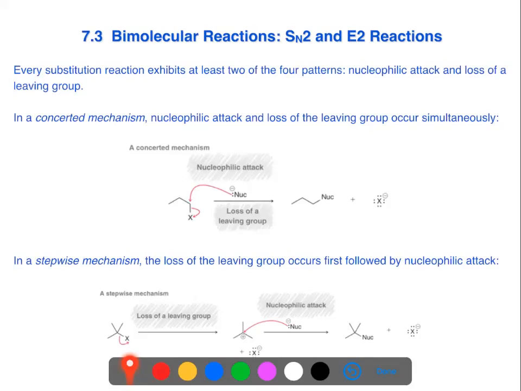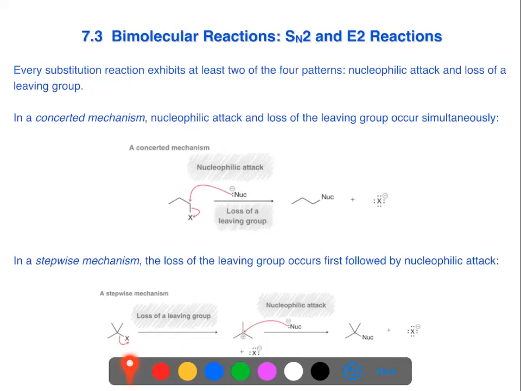So the difference between these two mechanisms, both concerted and stepwise, is that in a concerted mechanism, we have a single energy barrier, a single transition state. Whereas in this stepwise mechanism, we have two transition states. One transition state, one barrier going from this alkyl halide to the carbocation, which forms as an intermediate, and then the intermediate overcoming yet another barrier through another transition state to our final product.